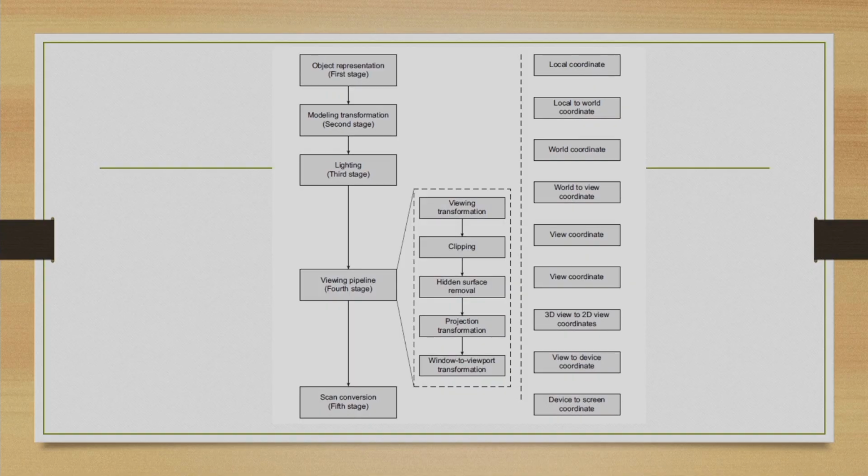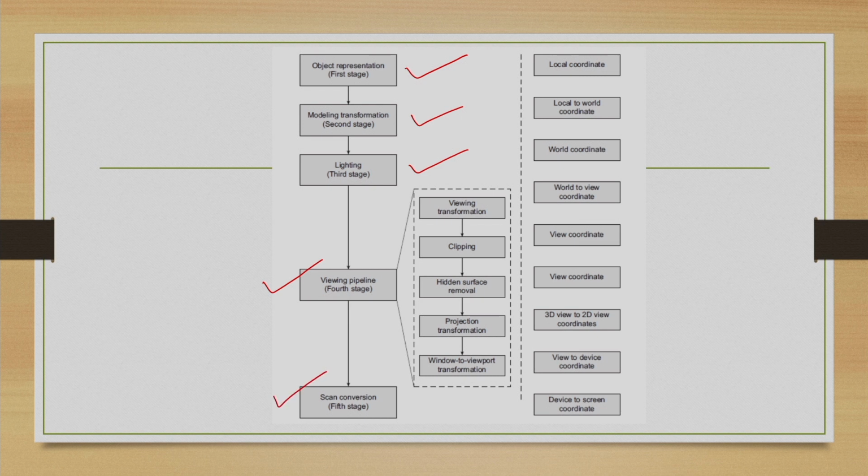Hello and welcome to lecture number 25 in the course Computer Graphics. We are currently discussing the 3D graphics pipeline, which consists of 5 stages. Let us quickly recap the stages. As you can see in this figure, first stage is object representation, then we have modeling transformation, then lighting or the coloring of objects, then viewing pipeline, and the fifth stage is scan conversion.